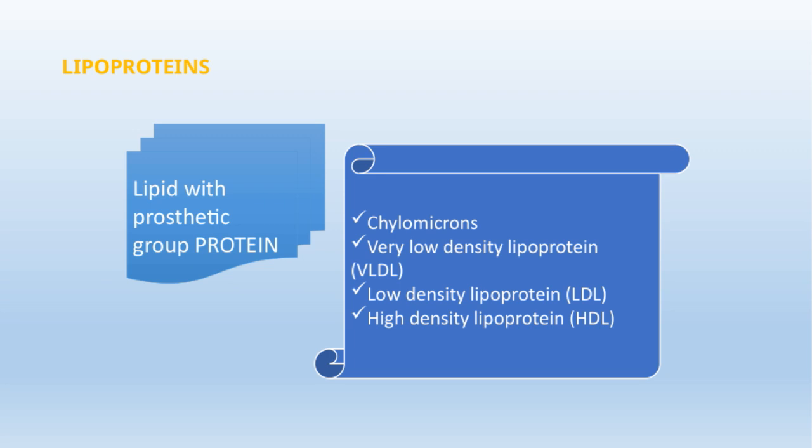Conversely, HDL, or high-density lipoprotein, is known as good cholesterol because it helps remove excess cholesterol from the bloodstream and brings it back to the liver for disposal. Understanding these different lipoproteins is key to grasping how our body manages lipid transport and how imbalances can impact cardiovascular health, which ties directly into our overall discussion on lipid metabolism and disease prevention.